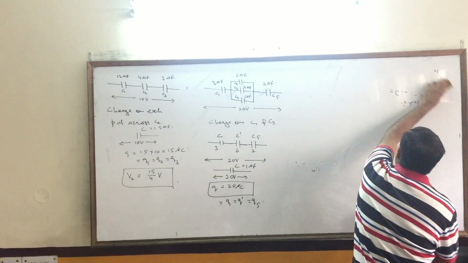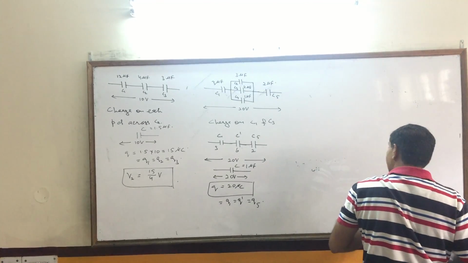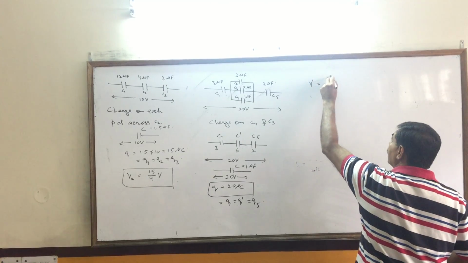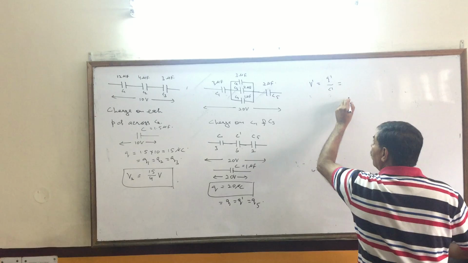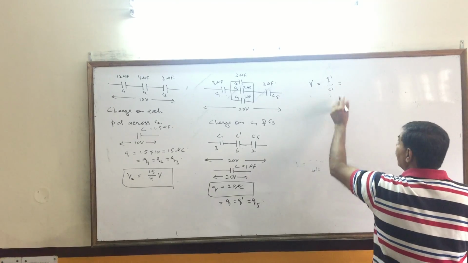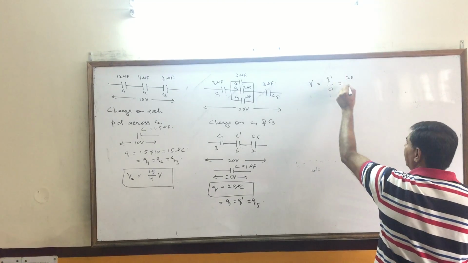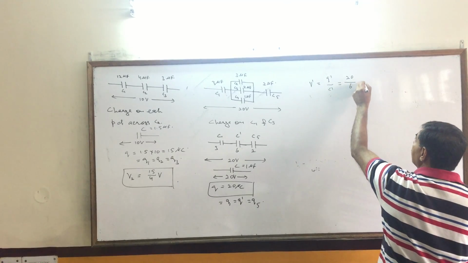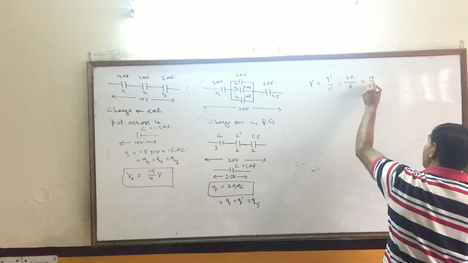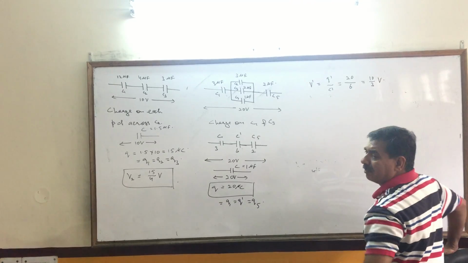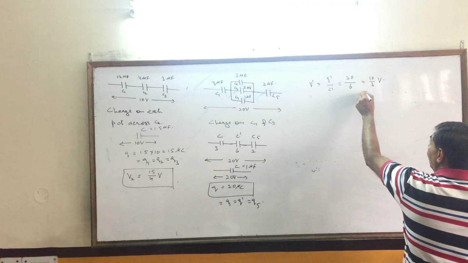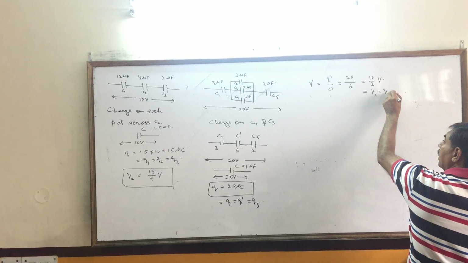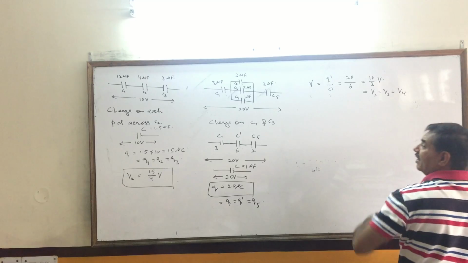The potential difference across C dash is V dash, which is Q dash by C dash. Q dash is 20 to the power minus 6 and C dash is 6. Thus it is 10 by 3 volt is the potential difference across C dash. This is also the potential difference across V2, V3 and V4.